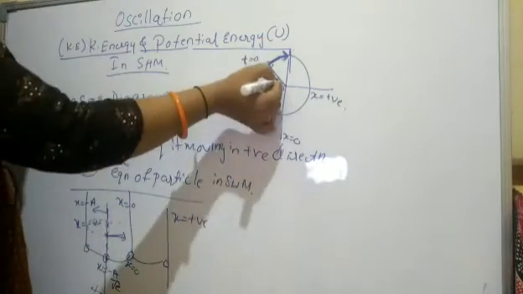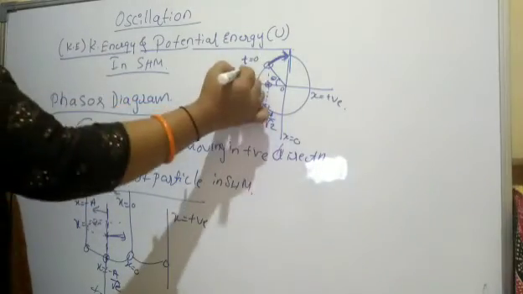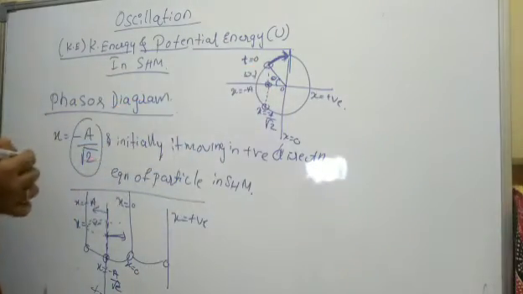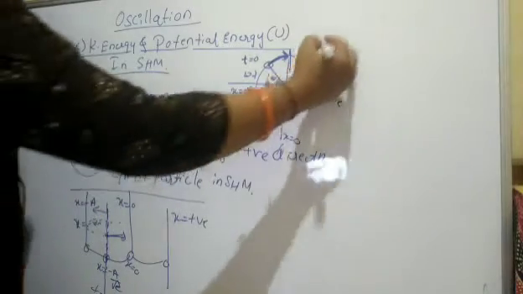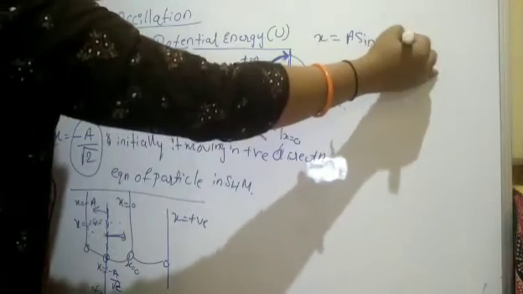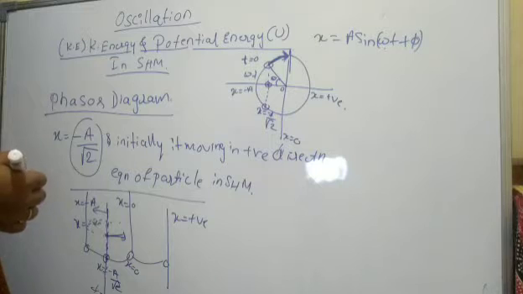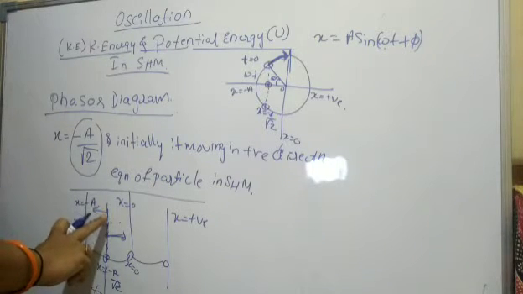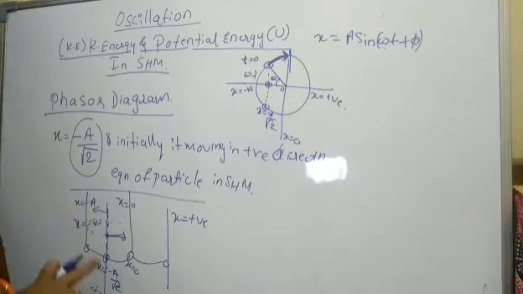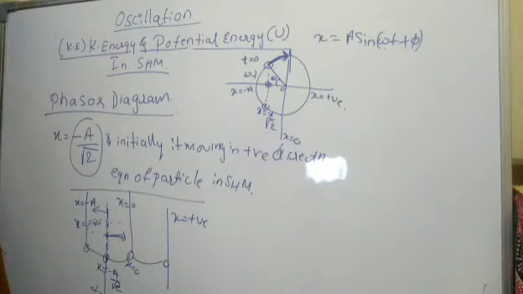So what we are getting is this part. This is theta, which is omega t. Making use of the general equation, x equal to a sine of omega t plus phi, look here: this is the negative extreme position and it is moving in a positive direction. So which equation do we have to find here?